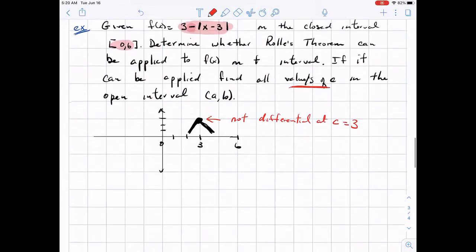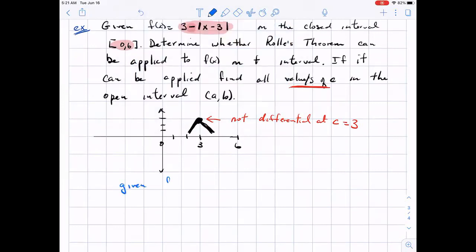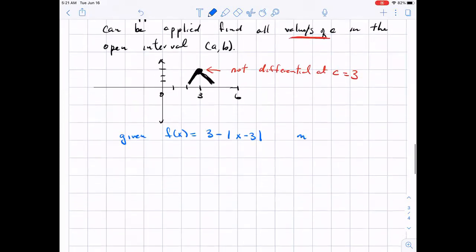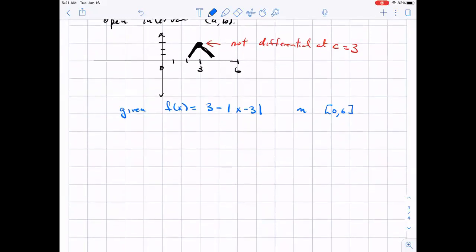But let's do this. You were given f of x is equal to 3 minus the absolute value of x minus 3 on the interval 0, 6. Most students will just ask, what is f of 0? Well, f of 0 would be 3 minus the absolute value of 0 minus 3, which is 3 minus the absolute value of negative 3. The absolute value of negative 3 is 3. So 3 minus 3 is equal to 0. So f of 0 is 0.